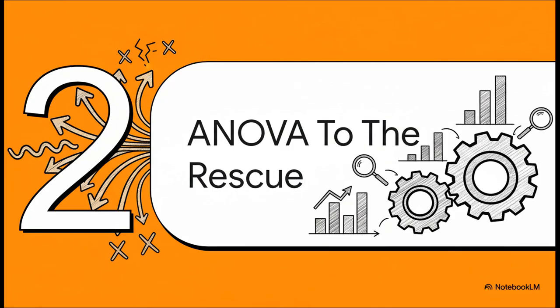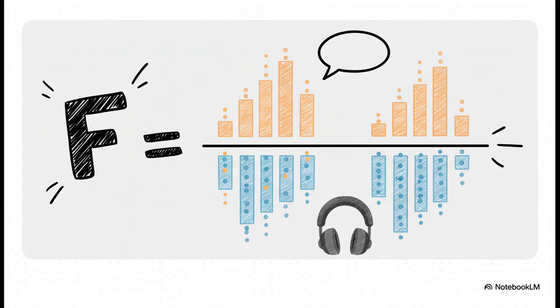So clearly, just running a bunch of t-tests is a big no-no. What's the right way to do it? Well, say hello to a really clever tool called Analysis of Variance, or as you probably know it, ANOVA. The way ANOVA works is actually pretty brilliant. It boils everything down to one number, the F ratio. And this ratio is basically comparing two things, the signal versus the noise. The signal is the difference between your groups, the potential effect you're looking for. And the noise is just the random, natural variation you'd expect to see within any one of those groups. So, is the signal louder than the noise? That's what the F ratio tells us.